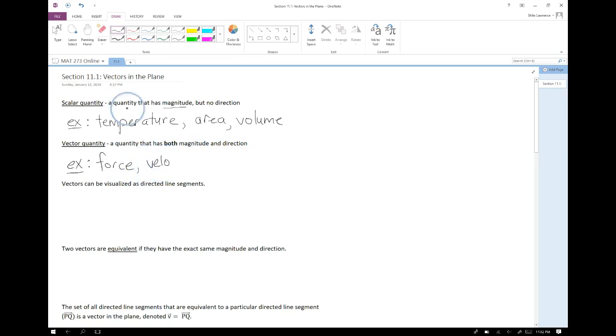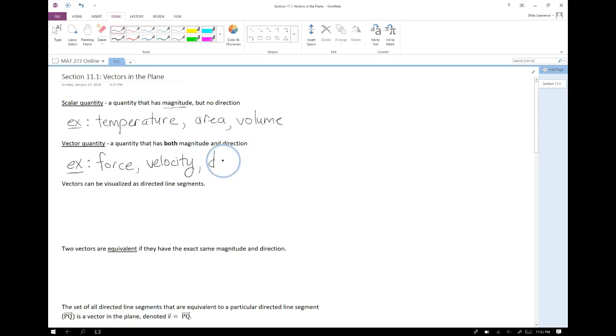Another example is velocity. You may, in other classes, have used the word velocity when really you were just talking about speed. Speed is the magnitude portion of the velocity vector, but to be 100% accurate, technically velocity has both magnitude and direction.